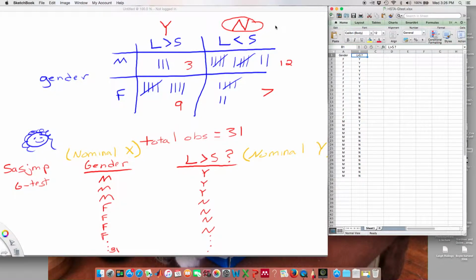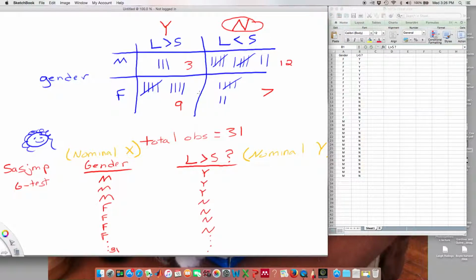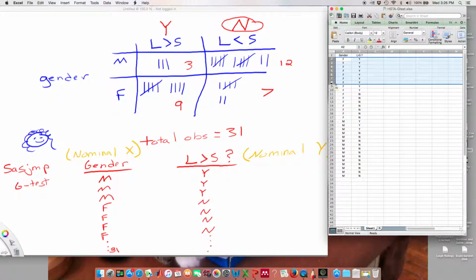Okay? And if you look over to our drawing again, I had 9 females who said they were better long distance runners than sprinters, and I coded that with a Y for yes, they're better long distance runners than sprinters. And I've filled that information in Excel. Same thing with females who said no, they're not better long distance runners than sprinters. All 7 of those individuals have been entered into Excel. And I did the same with the males, the 3 males who said they were better long distance runners and the 12 who said they were not.